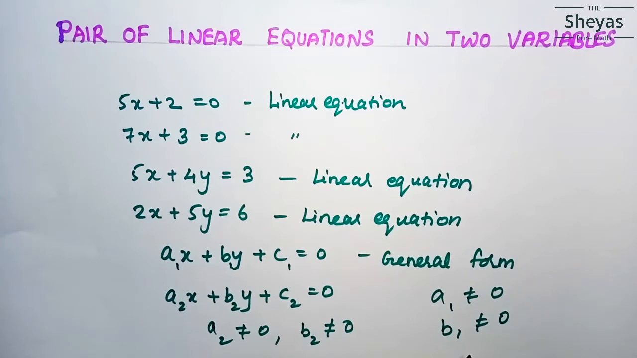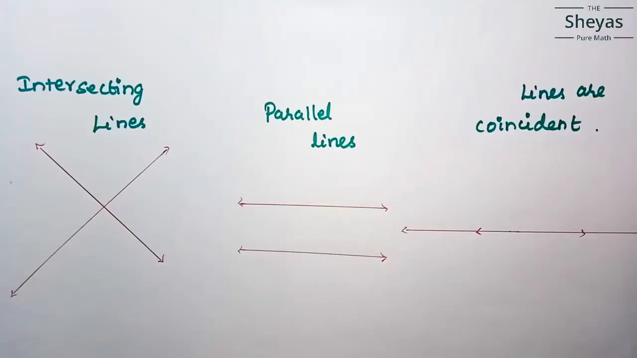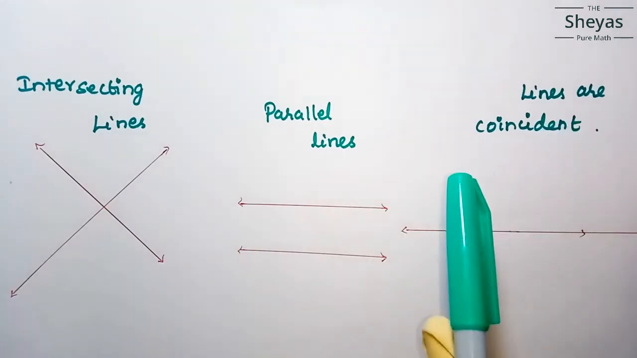Let us see some example problems. If it is a linear equation, then the graph of the linear equation is a straight line. So here we are going to see two straight lines, that is, two linear equations we are going to discuss. You will be getting two straight lines because the graph of a linear equation is a straight line. Those straight lines can be intersecting lines, where you have a meeting point, or those two lines can be parallel lines, or those two lines can be coincident.